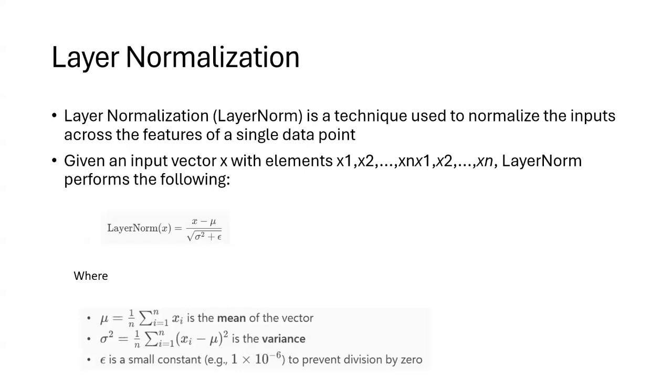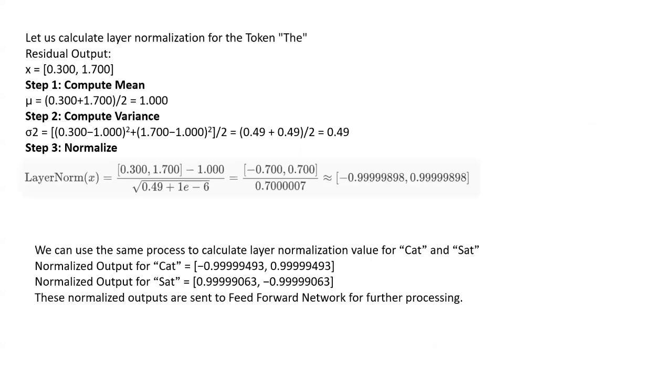What is layer normalization? The technique is to normalize the input across the features of a single data point. Given an input vector x with elements x1, x2, x3, perform the following. This formula is applied for all the values we have. Let's calculate layer normalization for the token. Take the residual output, then compute the mean, like this, 0.300 plus 1.70 divided by 2, and then we have to compute the variance, then you have to normalize, and you get the final normalized value. So we need to use this formula to get these values. The same thing we can apply for cat and sat also, and we get the values.